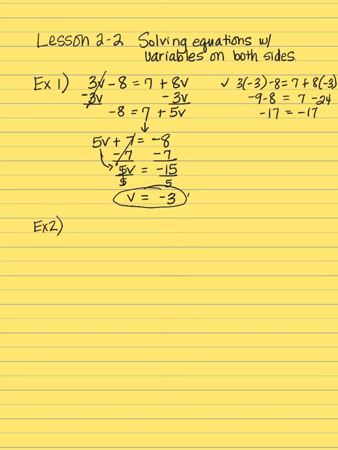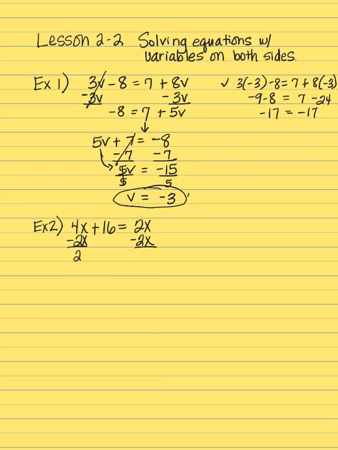Example 2. Similar problem, 4x plus 16 equals 2x. Okay, and same thing, we have a variable on the left, 4x, and a variable on the right, 2x. 2x is actually smaller, so we're going to do the opposite, and because it's a positive, we're going to subtract 2x.